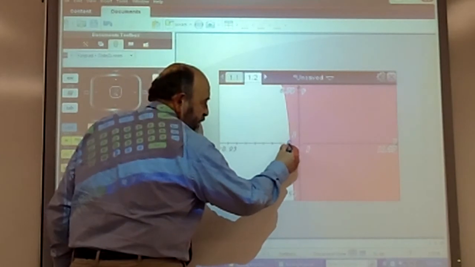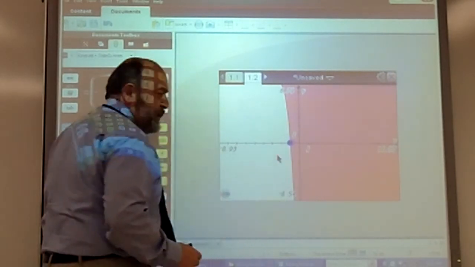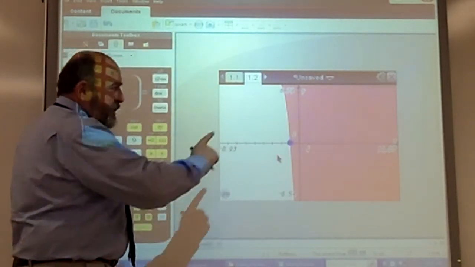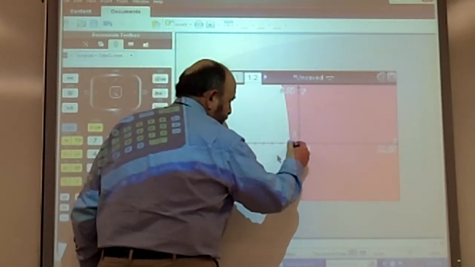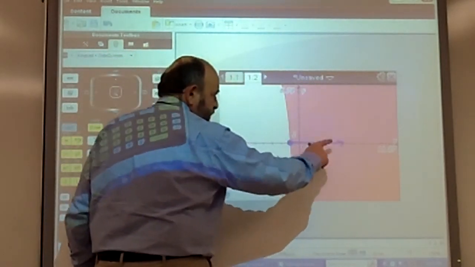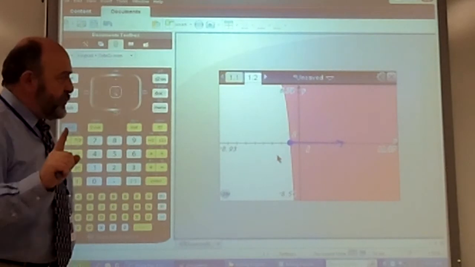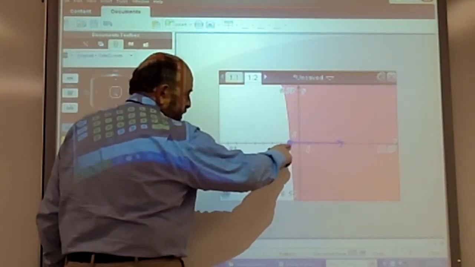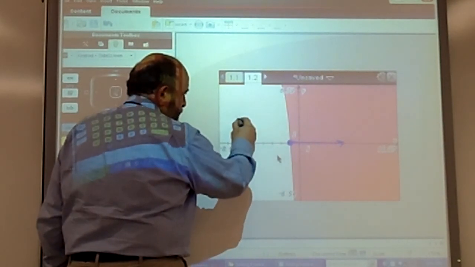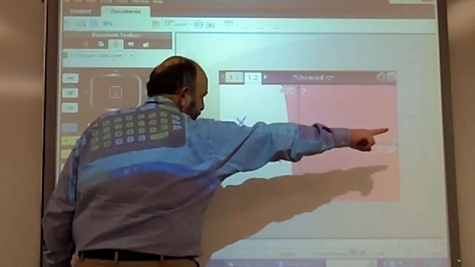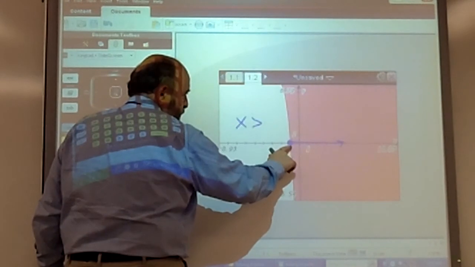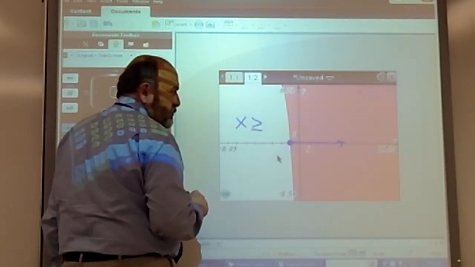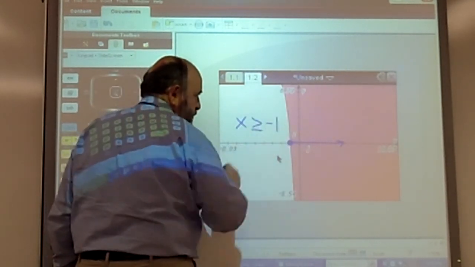Therefore, we know that it's included, if we didn't know that already, and it is greater than. It is going to the right. It's all about where the x-axis goes through the shaded area. So we know that it starts right there at -1. So x is greater than, solid circle, or equal to, -1.